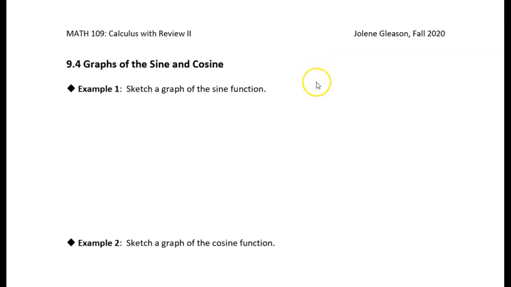All right, so today we're going to take a closer look at the graphs of the sine and cosine functions and also start to look at transformations of sine and cosine, in particular, vertical translations. We're going to be looking at both vertical and horizontal transformations, but in this particular section, we're going to focus on the vertical transformations.